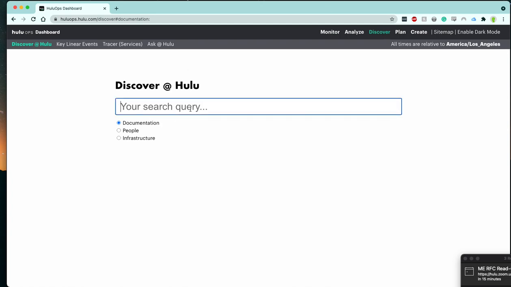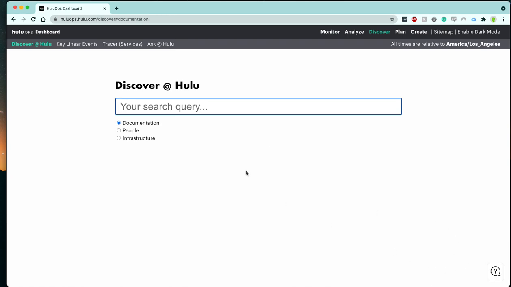This also works for infrastructure. So if you have an IP address, DNS name, and so forth, you can search for it in Discover, and you're going to get a runbook. You're going to get an understanding of that particular service. You're going to get a ton of information that you might find very helpful.